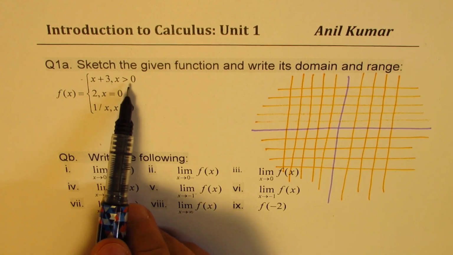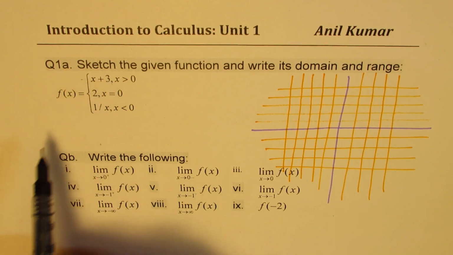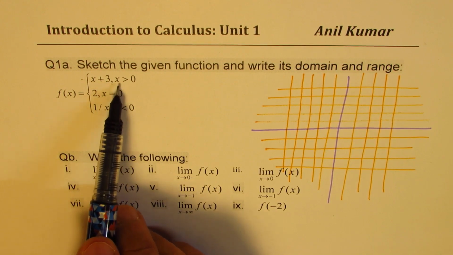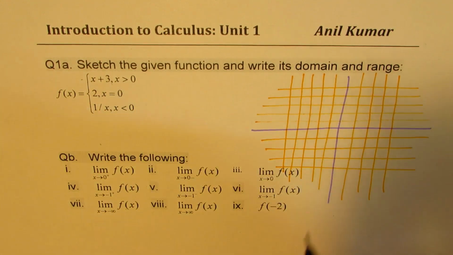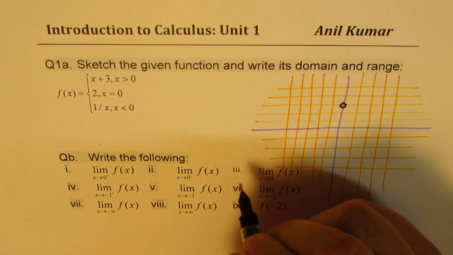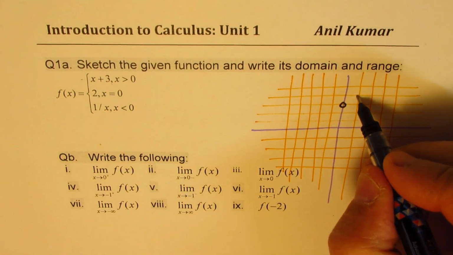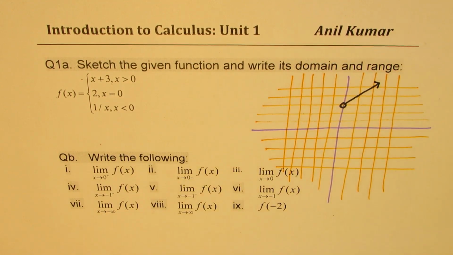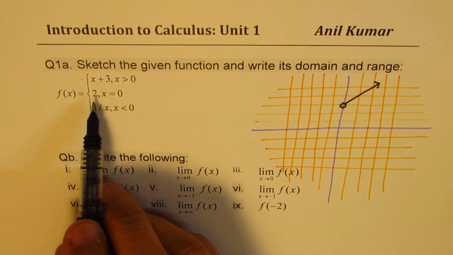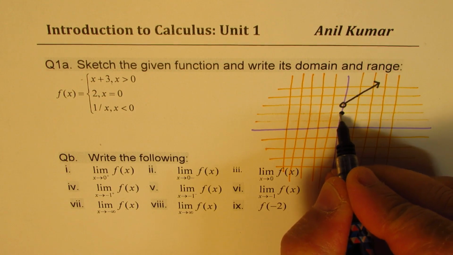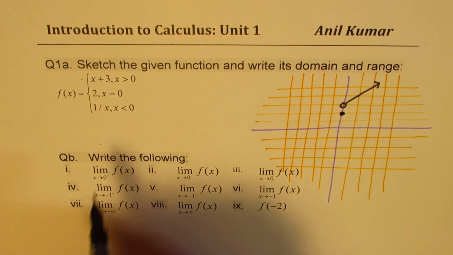So when x is greater than 0, we have x plus 3. So x plus 3 is a straight line, y-intercept is 3. Now since x is greater than 0, at 3 we should have a hole, right? So that is what it is. The slope is 1, so that becomes your next point, and we get a straight line in this direction. At x equals 0, the function is 2. So that is this point, so it is a filled-in circle.